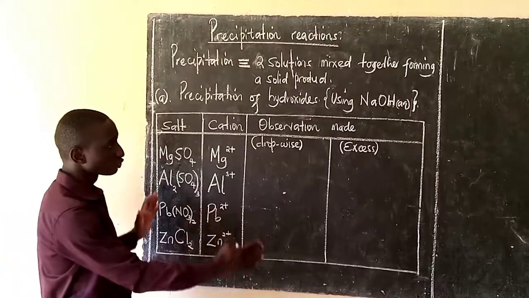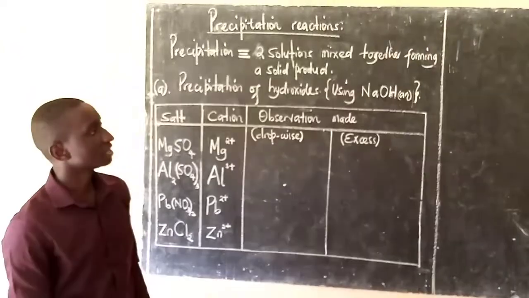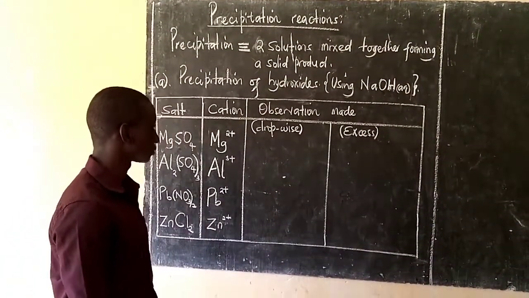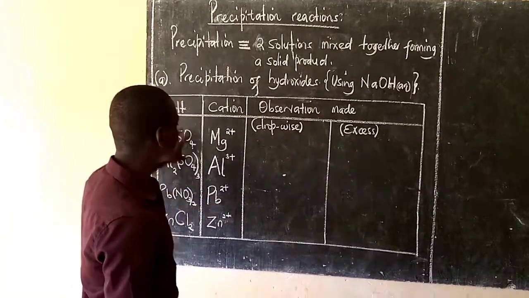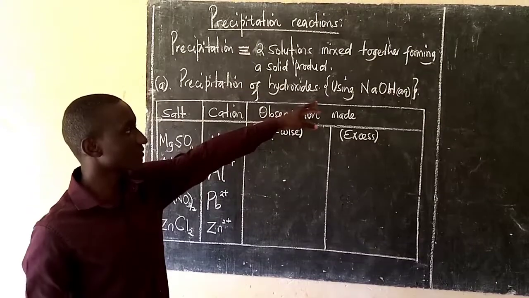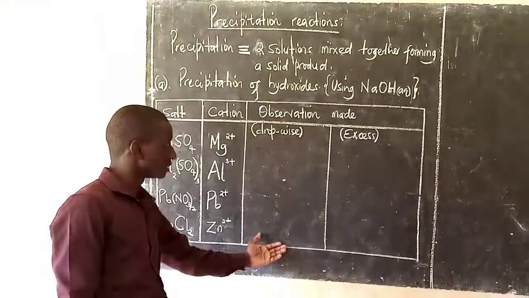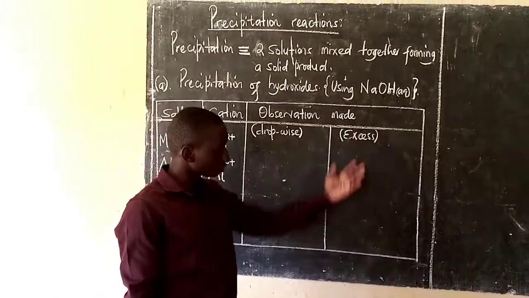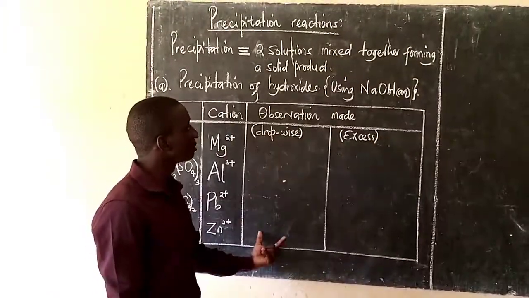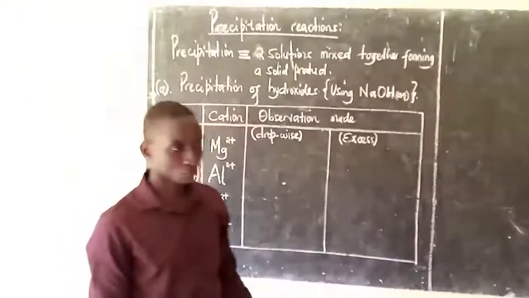Now let us first go through the practical part of it before we come back to see the other theory behind writing the ionic equations. So let's get started. We dissolve a salt. After dissolving a salt, we shall now be coming to add sodium hydroxide dropwise, and we see what takes place. Then we bring the excess and see what takes place. At the end of it all, this dropwise must be able to precipitate out what we want, and we come up with the ionic equations.